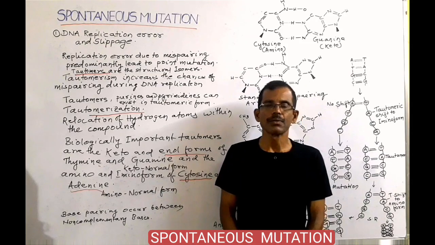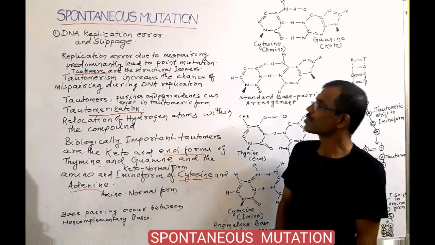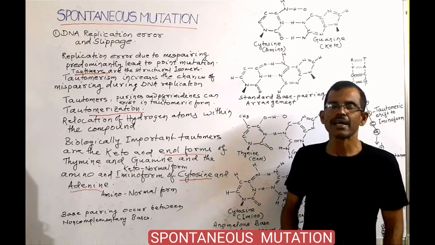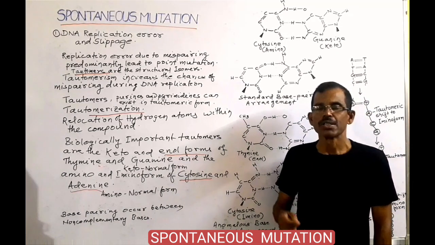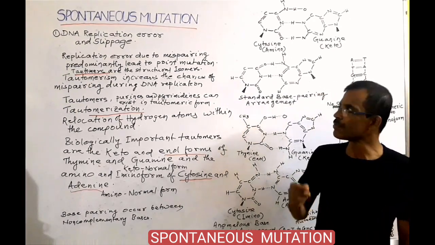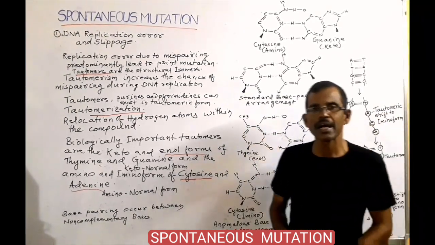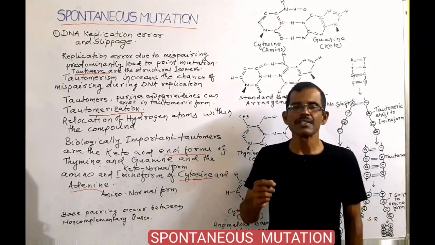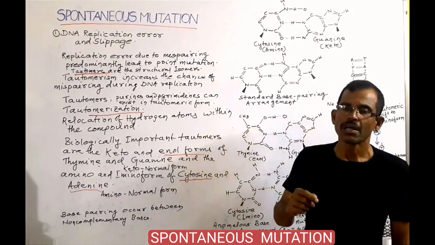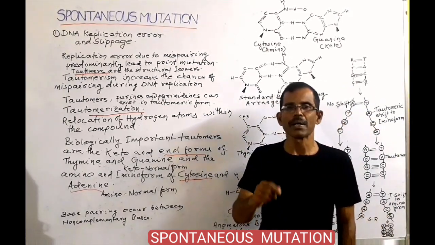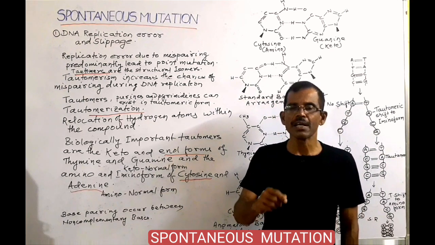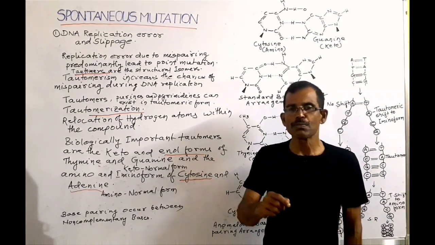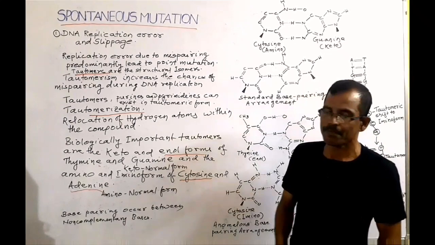Good evening friends. Today we shall discuss spontaneous mutation. Most of the mutations occur spontaneously and they have no known cause. Spontaneous mutations arise mainly due to DNA replication error and base modification. DNA synthesis is a cooperative venture in which many cellular components participate. Therefore, occasionally errors do occur during the replication and distribution of genetic material.